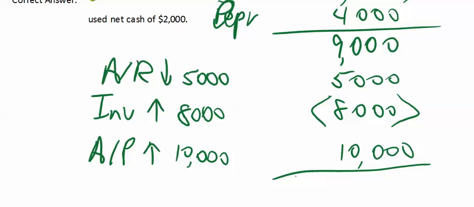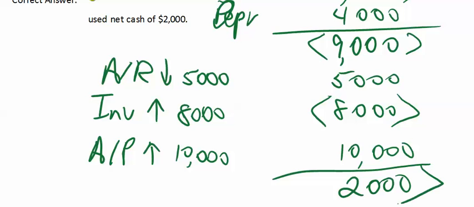I have a $9,000 loss from operations. I have a $5,000 increase, so that takes me to a $4,000 loss. I have an $8,000 decrease in cash flow, so that takes me down to 12. And then I have a $10,000 increase. So my net amount is going to be $2,000 cash used for operating activities. $2,000, and that would be the correct answer.